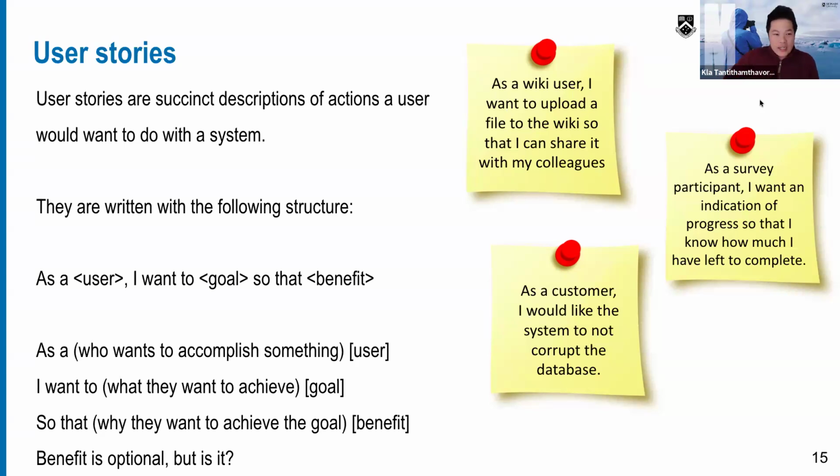You should follow this kind of structure. As a user, I want what is the goal, so that what is the benefit. This is the template, a classic template, just in case you don't know. Let's take a look at some examples. As a wiki user, I want to upload a file to the wiki so that I can share it with my colleagues. Let's say you develop a Wikipedia.